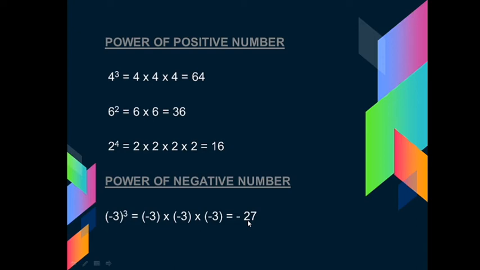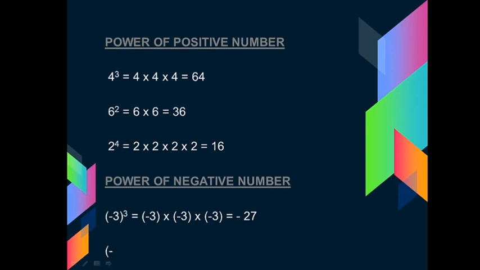And as I told you, when the exponent is odd for a negative base, the result will be negative. Now why will it be negative? When we multiply the signs, we will get the negative sign. So see here, minus into minus equals plus, and plus into minus equals minus. That's why we have written there minus 27.